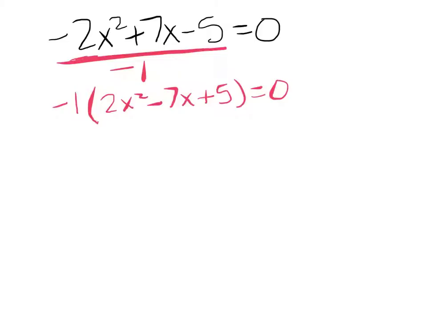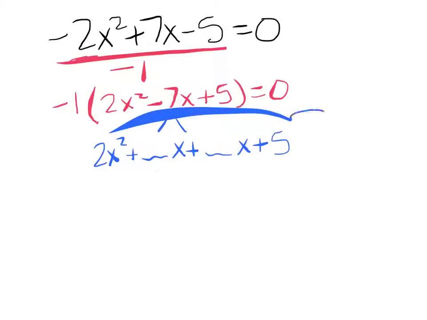Now let's look at that inside factor, 2x squared minus 7x plus 5. That's what we're going to factor by grouping. So we're going to split up our -7x, and we're going to have 2x squared plus something times x plus something times x plus 5. So now we're going to think of numbers that multiply to be 10 and add to be -7.